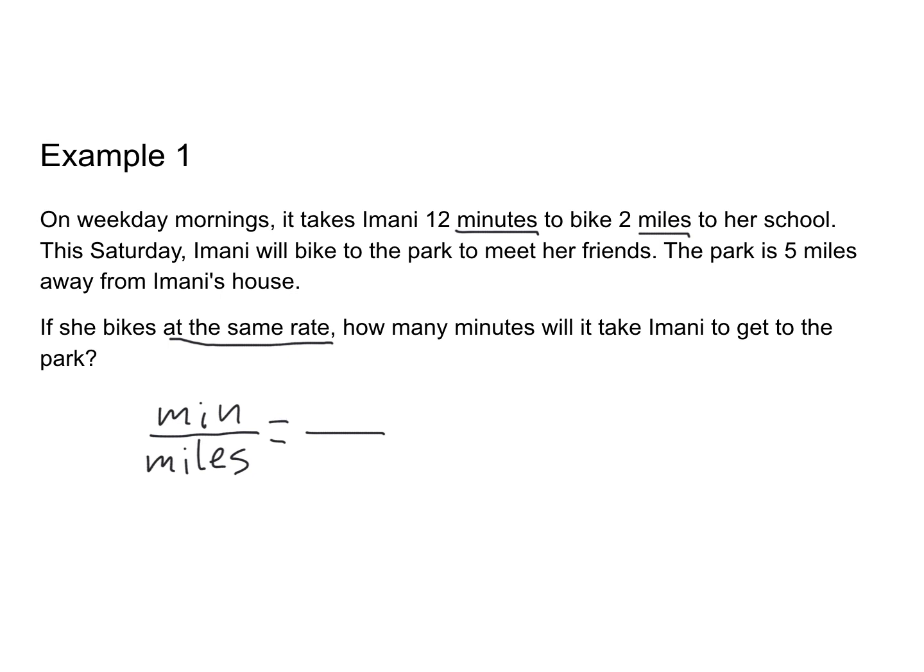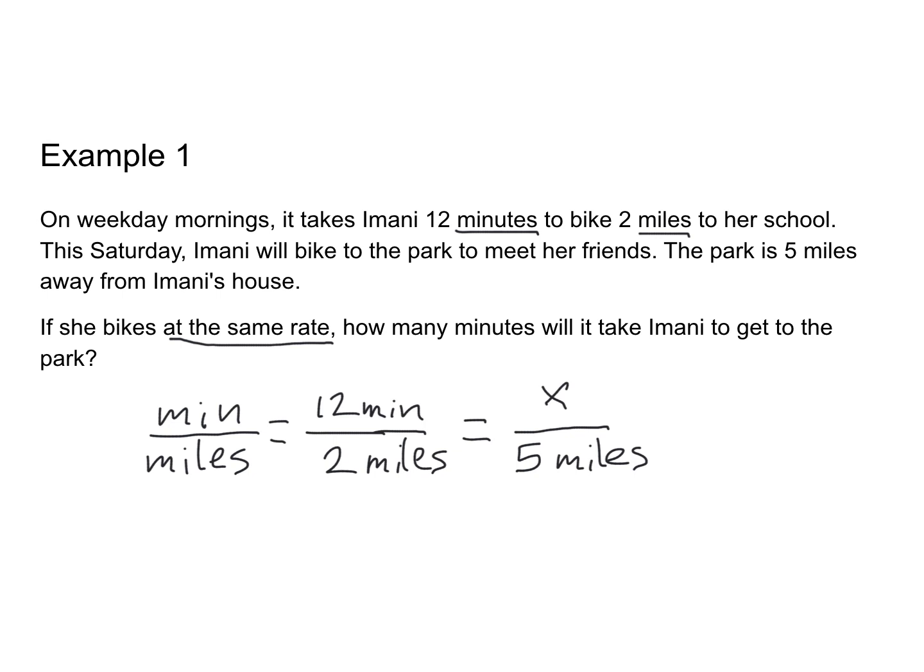Okay, it takes Imani 12 minutes to bike 2 miles. And then it says this Saturday, Imani will bike to the park to meet her friends. The park is 5 miles away from Imani's house. So the 5 is going to go on the bottom. And then we don't know how many minutes it will take her to get to the park. So when we don't know something, in math, we use a variable, and oftentimes we like to use x. So I'm just going to put x up there.